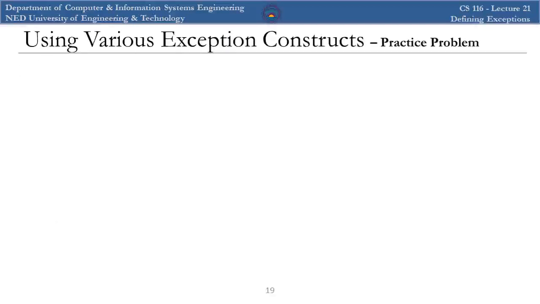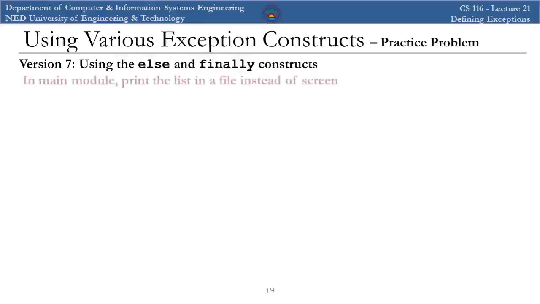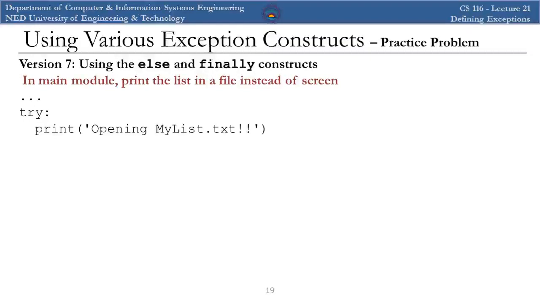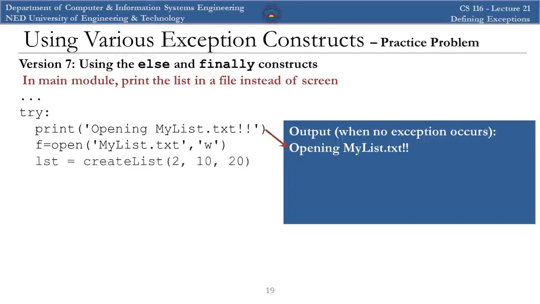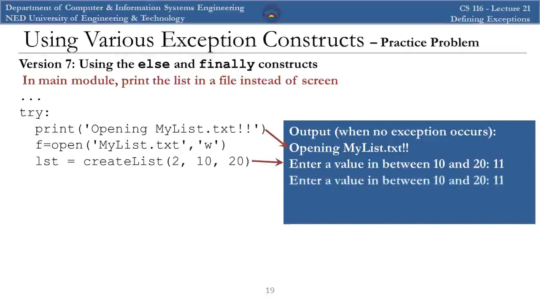Okay, it's a simple code. Let's run it for two cases. First one, when no exception occurs. Okay, this statement will produce some output. It will print this statement on screen. Here it is, right? Now it will open a file, and then it will create this list by calling this function. This function will prompt the user for a value. Let's suppose the user enters two perfectly fine values, 11 and 11, and these will be placed in a list, and this list will be returned and assigned to lst, right?